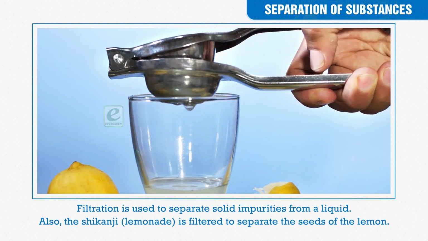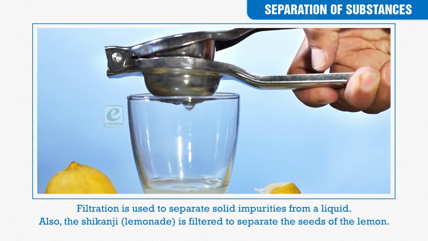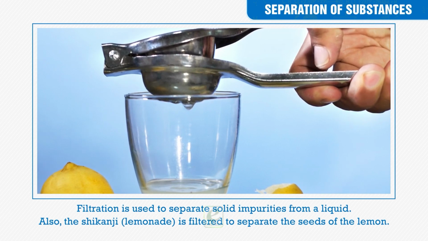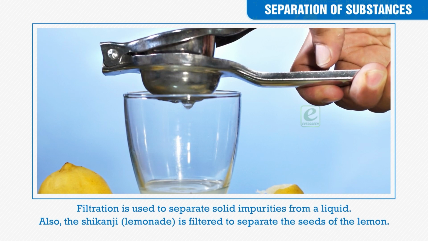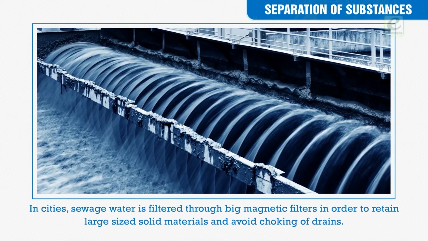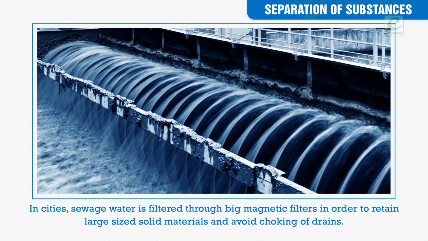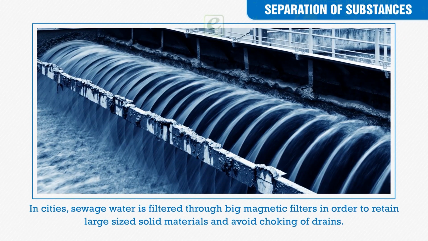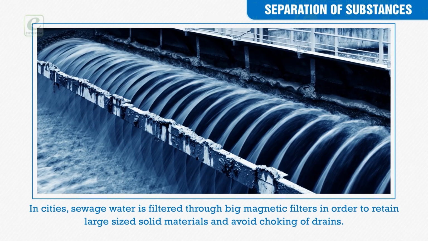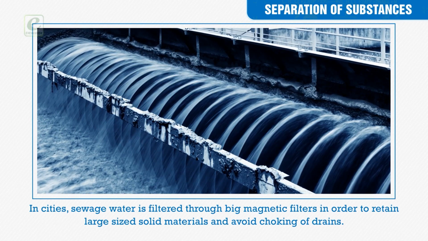Filtration is used to separate solid impurities from a liquid. Also, shikanji, lemonade, is filtered to separate the seeds of the lemon. In cities, sewage water is filtered through big mesh filters in order to retain large-sized solid materials and avoid choking of drains.